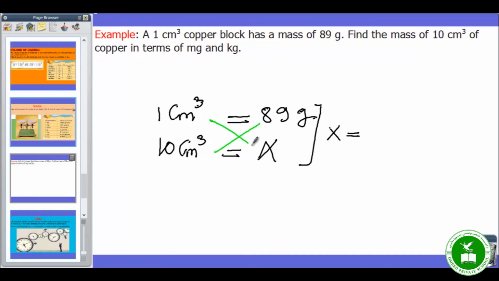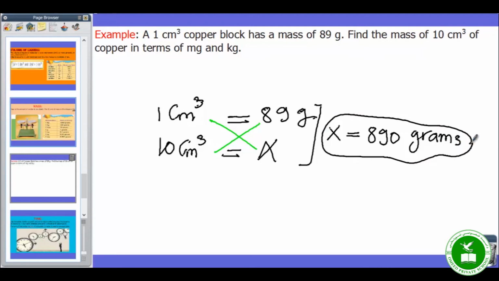This way we multiply. So 10 into 89 divided by 1 will be 890 grams. Now we need to convert this quantity into milligram and kilogram. First of all, let me convert it into milligram, which is a very small unit.